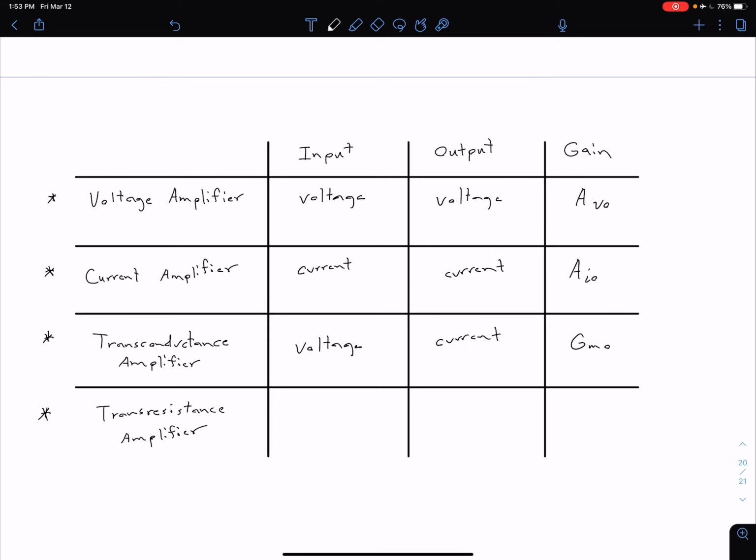And then we're just going to flip those inputs and outputs around for our transresistance amplifier. So we have an input that is a current, an output that is a voltage, and our gain symbol is going to be R sub MO.